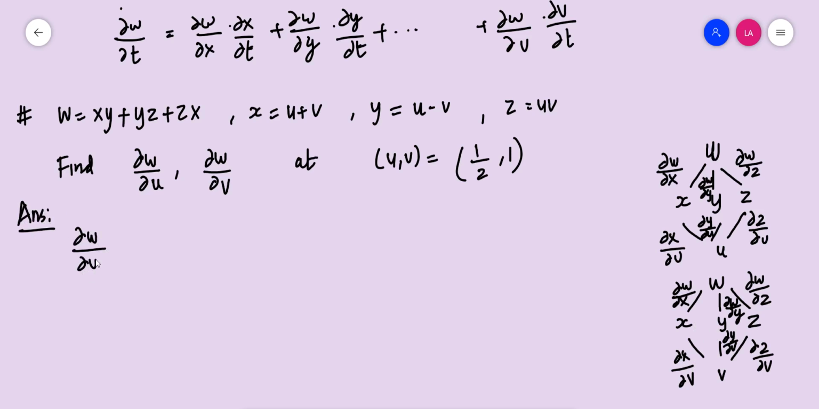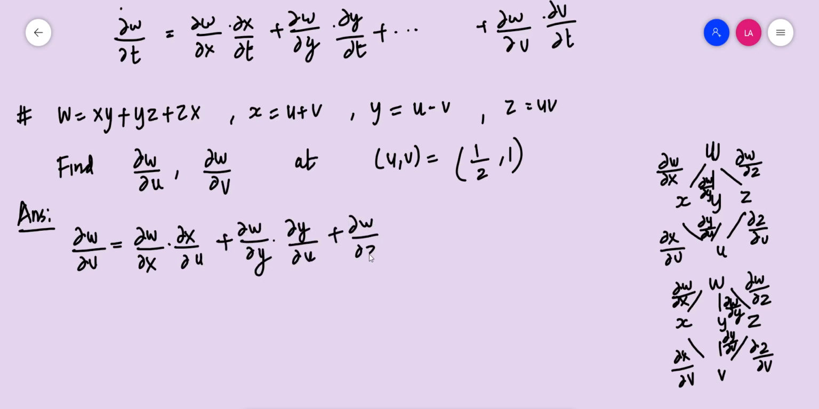So dou w by dou u is dou w by dou x times dou x by dou u, plus dou w by dou y times dou y by dou u, plus dou w by dou z times dou z by dou u. Now let's find the values of each of them.